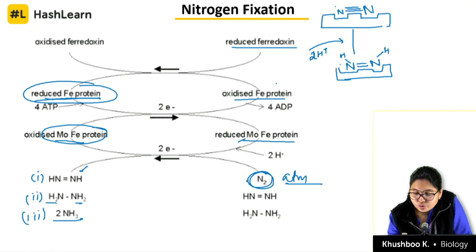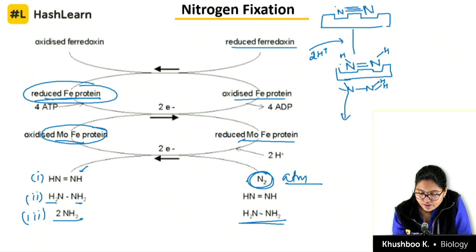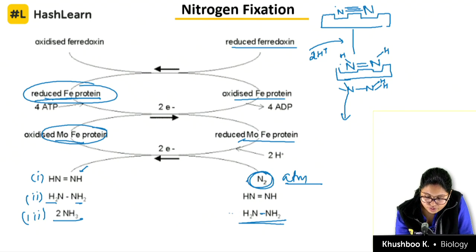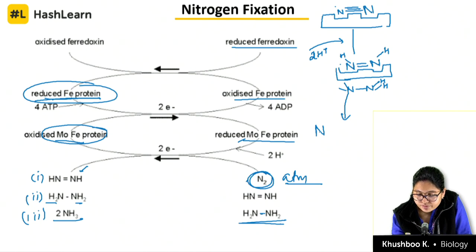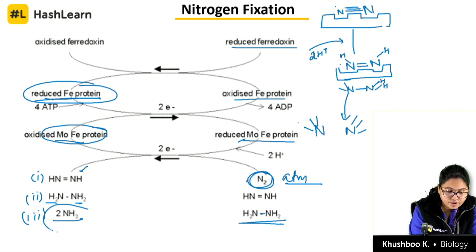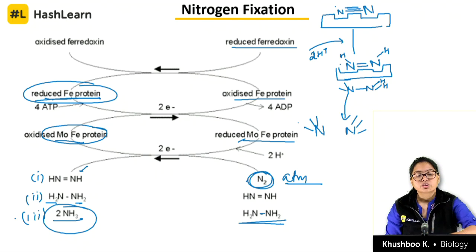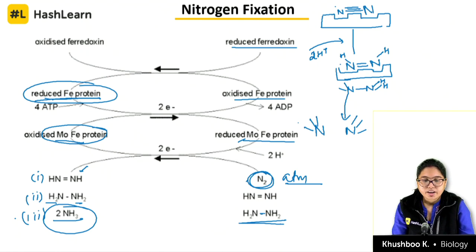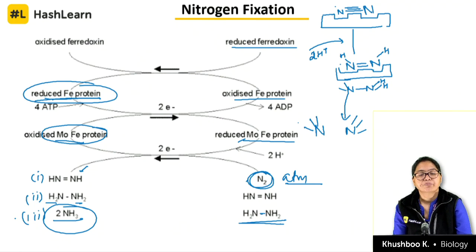Then in the next step 2 more hydrogens are added. Then in the third step, this is NH2 bonded by one bond, and again 2 more hydrogens are added. So this will break, and you have 1 nitrogen bonded with 3 hydrogen, that is the ammonia. So the final product is ammonia. That's how the atmospheric nitrogen is fixed by nitrogenase, that is the biological nitrogen fixation.